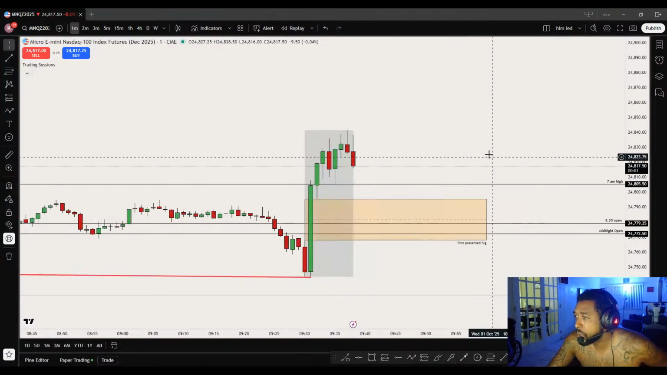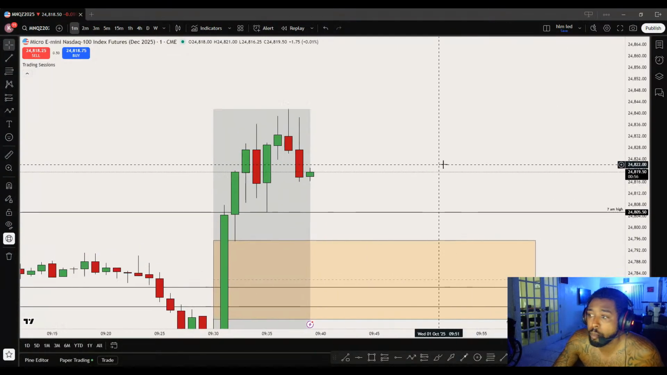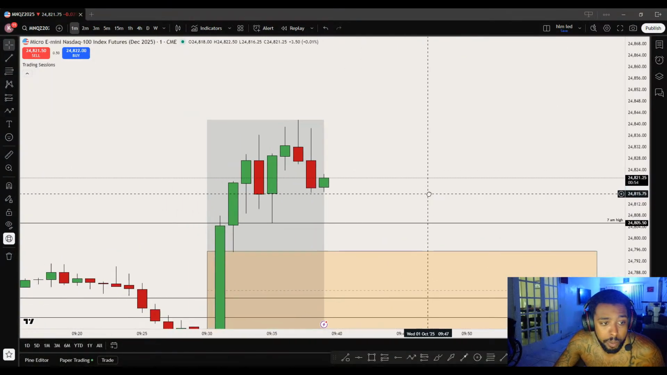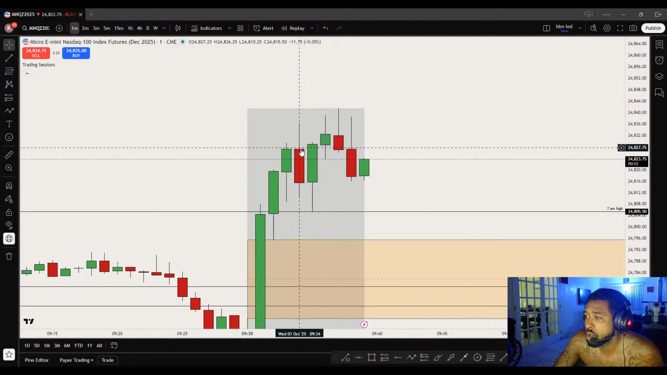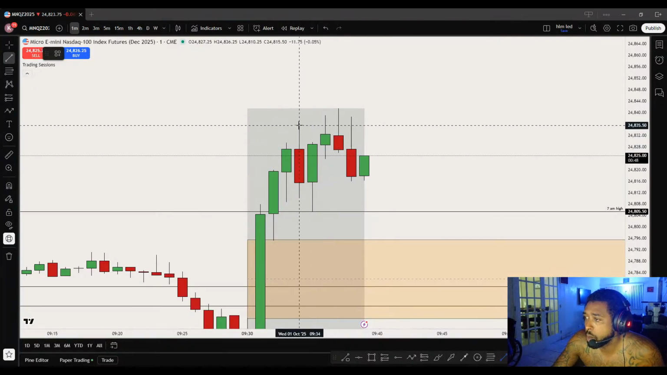So as you see here, we did not create a change in the state. Sometimes it may look like it, but for me, my changes in the state have to close above the wick, right? So we get this down close candle, right? The wick that I'm looking at will be here.